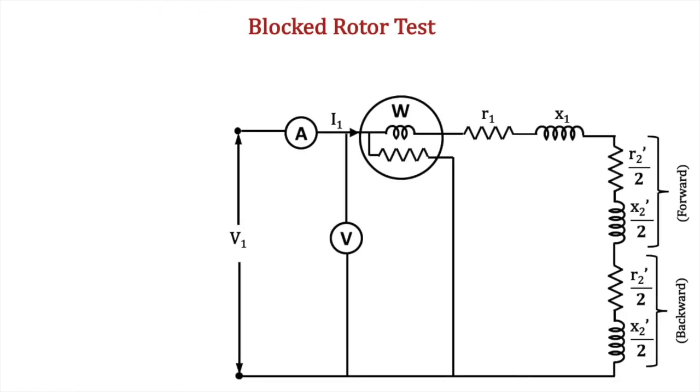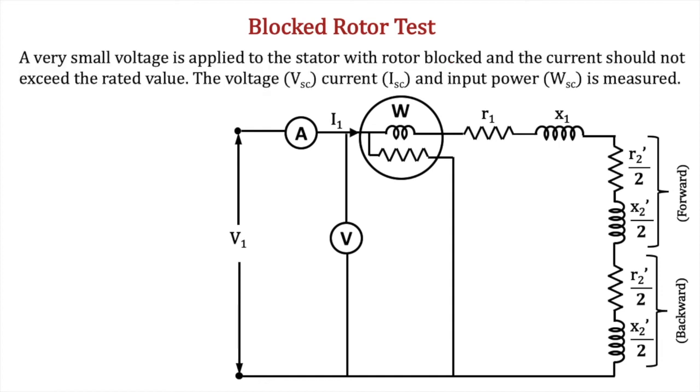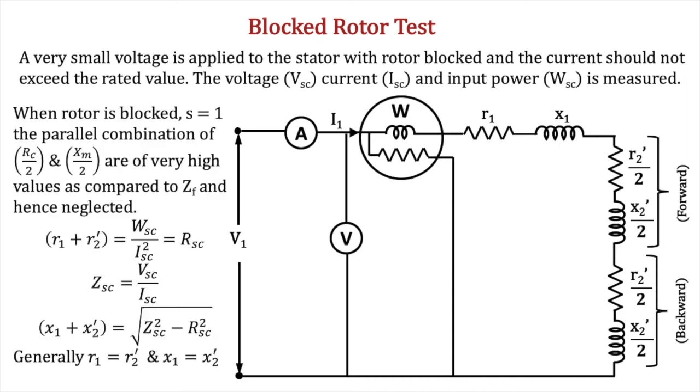Now the block rotor test of the single phase induction motor. The connection remains the same. Connect the ammeter, voltmeter and the wattmeter. A very small voltage will be applied because the rotor is blocked, so it's similar to the short circuit test. The supply will be given through an auto transformer, and the small voltage will make the rated current flow, and you will measure the ammeter reading, voltmeter reading and the wattmeter reading.